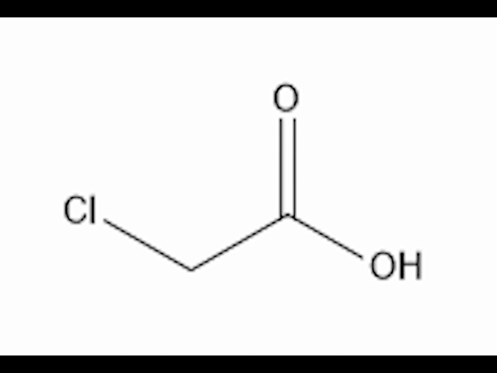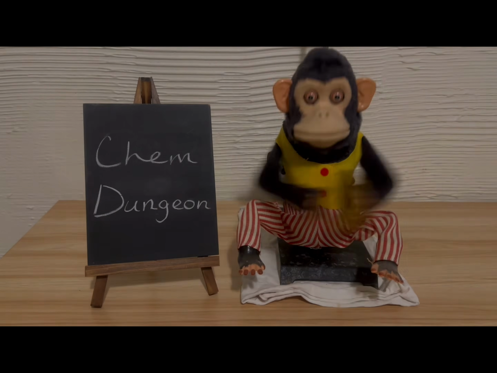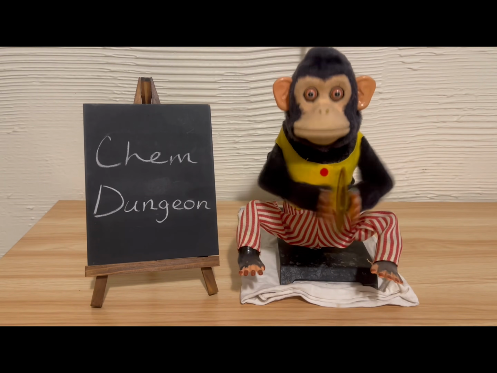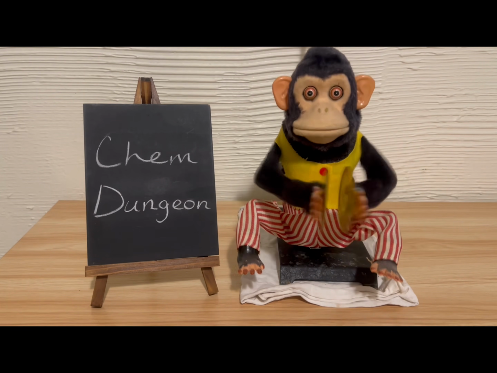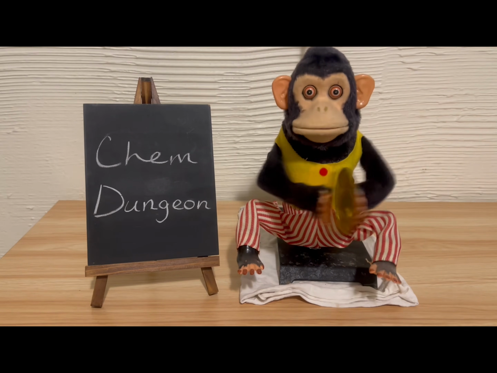Welcome back, y'all. In this video, I'm going to be making chloroacetic acid, also known as monochloroacetic acid or MCA. I ran into some difficulties with the reaction in the urinal cake series, so I decided to try something relatively simple that wouldn't take long.